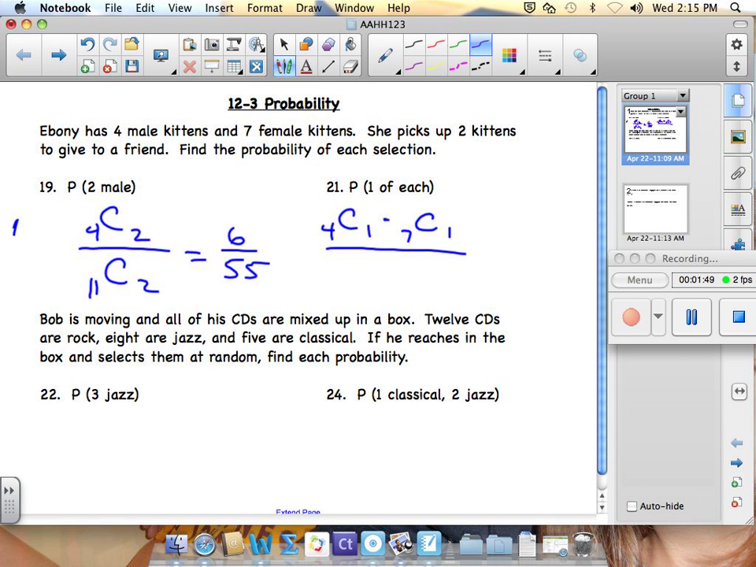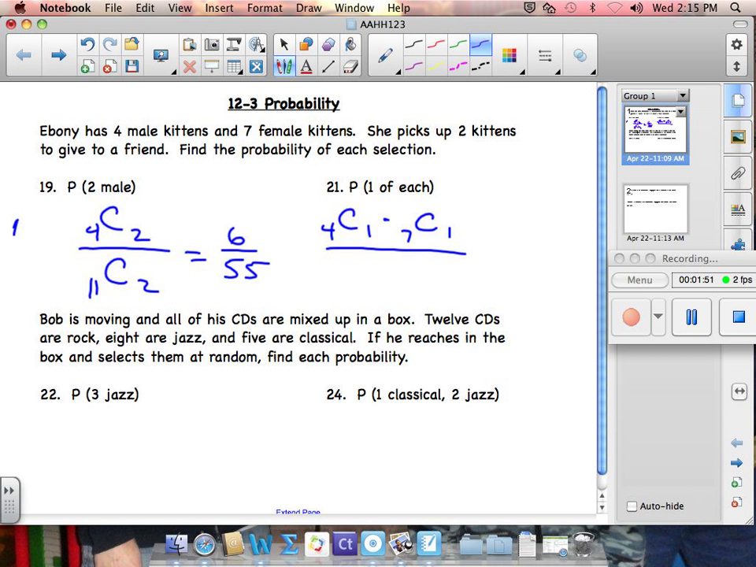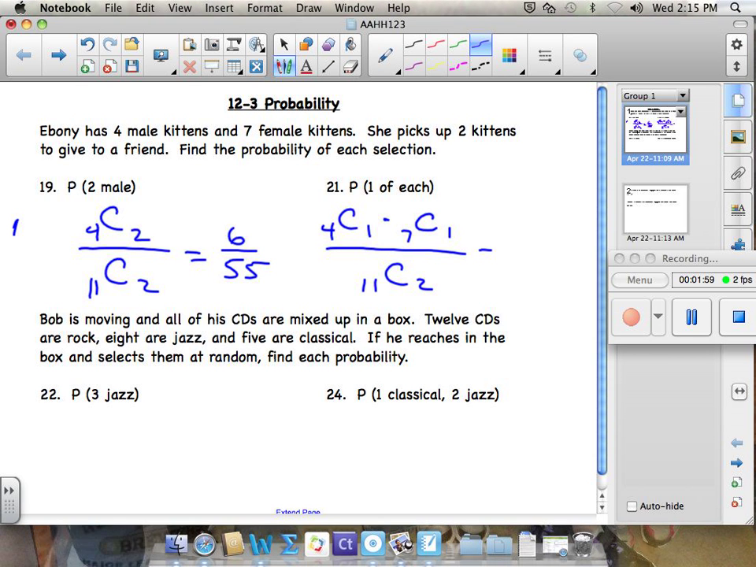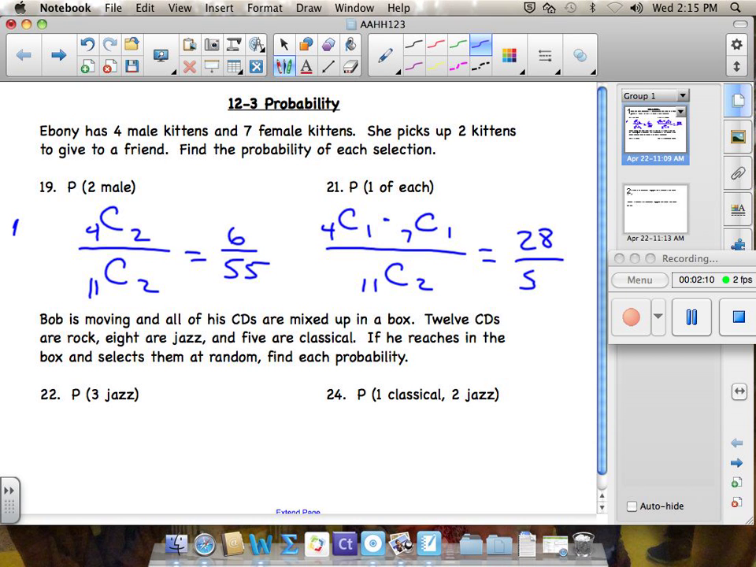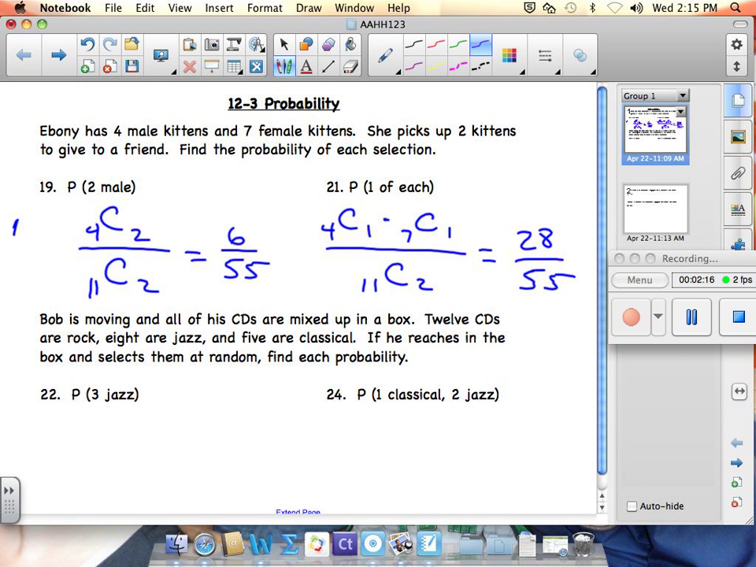On the bottom of my fraction is what could happen. So that's, again, a combination, since order doesn't matter, where I draw out 2 cats from my 11. Once you have the fraction set up, then you use the formulas again, and this one turns out to be 28 out of 55. You could also write your answers as a percent, but not as a decimal, either a reduced fraction or a percent.